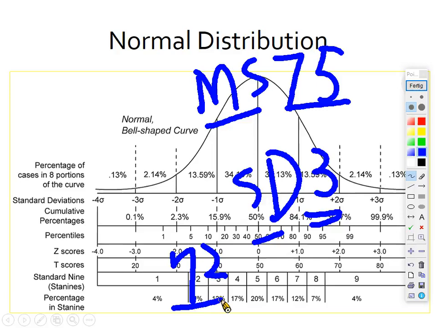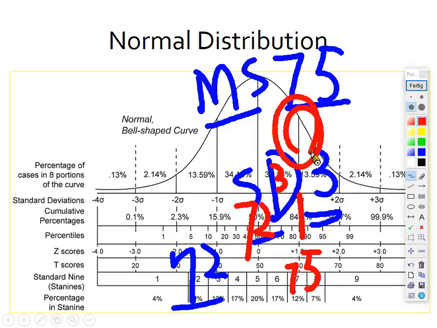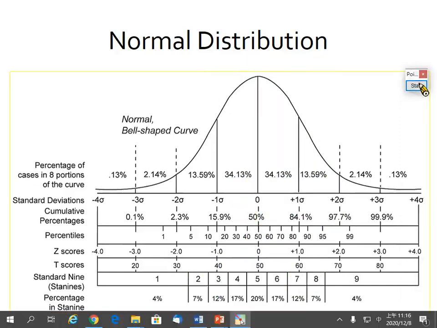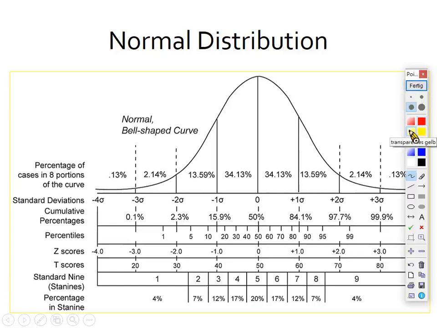What is the ranking? What is the percentile of Mark's performance compared to his class? Let's say this is 72, right? And one standard deviation is 3. So here is 75. So Mark's position is here. And how many people does he beat? He beat 84% of people. So if you look at the cumulative percentage, he is in the top 20 students in the class.